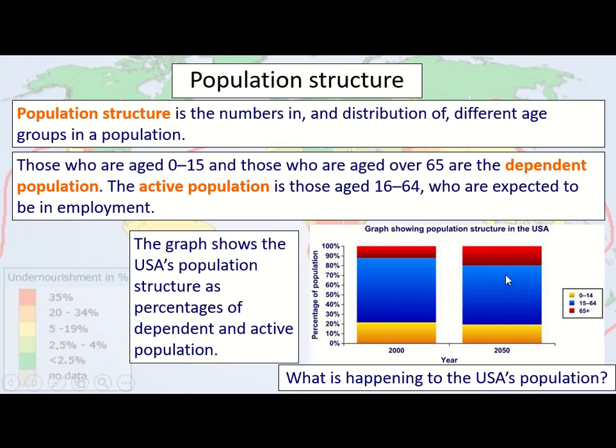So that is an increasing dependency ratio. There is more pressure on these people in blue, the economically active, to actually provide the services that the young and the elderly dependents utilise. Okay, so that's called an ageing population.